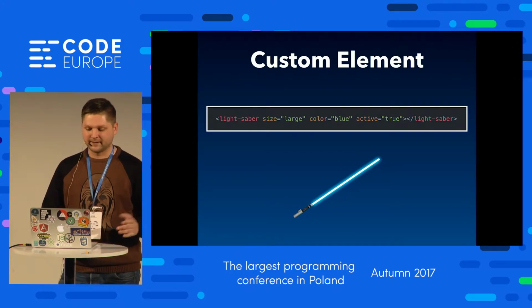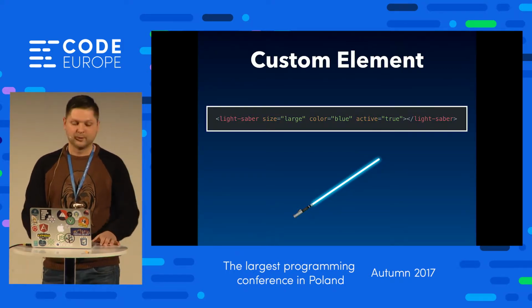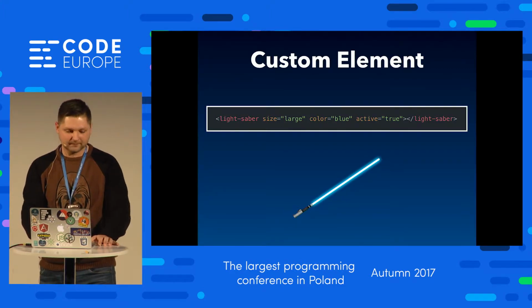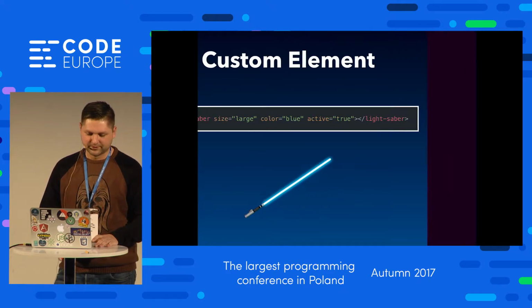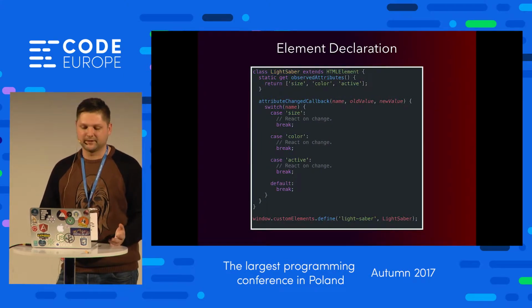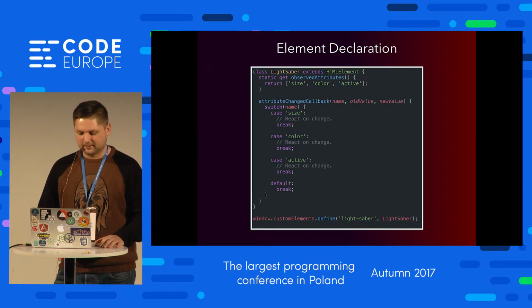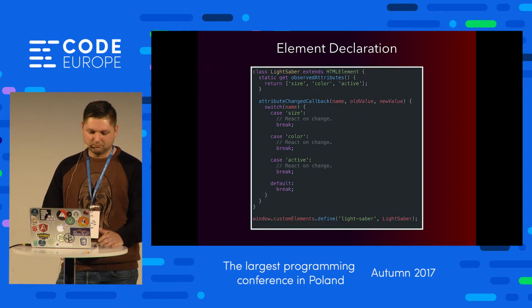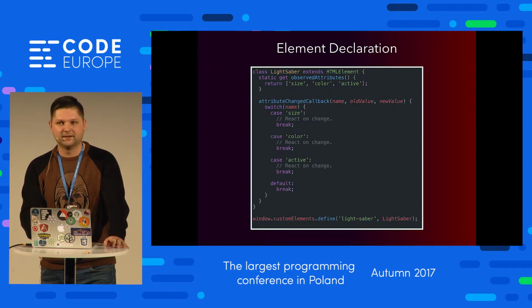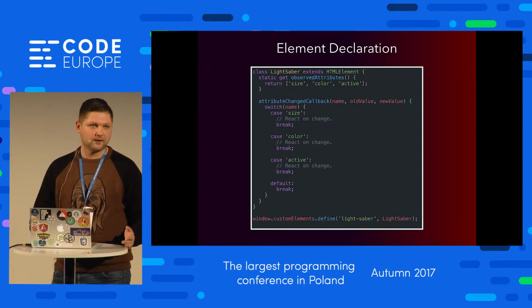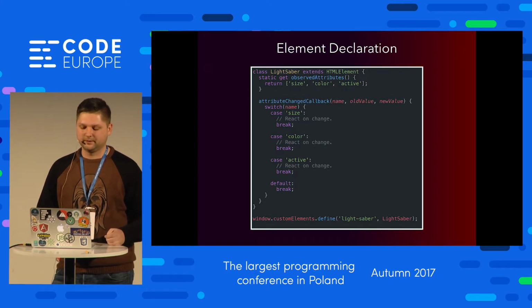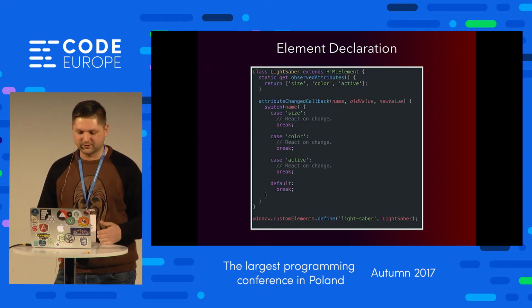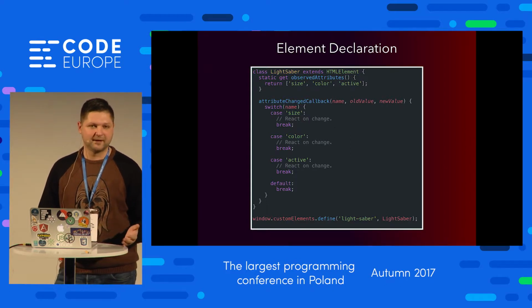Let's look at a custom element example. Let's create a lightsaber HTML tag with properties like size, color, and active, to mark whether it is activated or not. So how could it look in JavaScript? It's just a simple JavaScript class. We create a class, name it Lightsaber, and it should extend HTMLElement. For more specific use cases, we could specify another element to extend, for example, HTMLButtonElement.